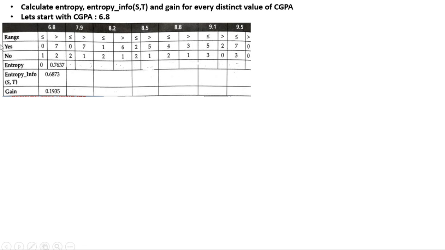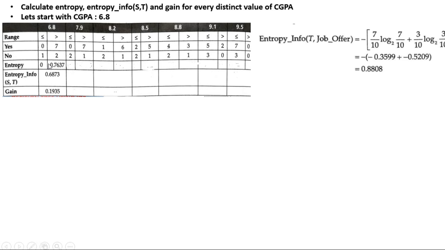So just keep the table as it is. Now add one more row. For the same table, you have already written yes and no. Add one more row for entropy, one more row for entropy information, one more row for gain. Now for 6.8, just look into 6.8. First find out the total entropy.